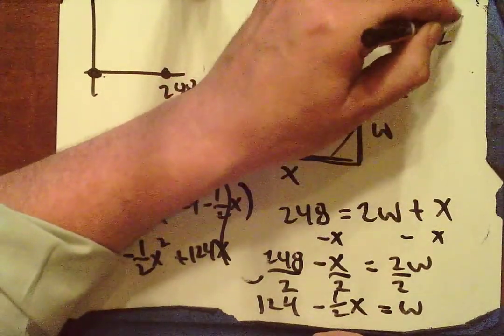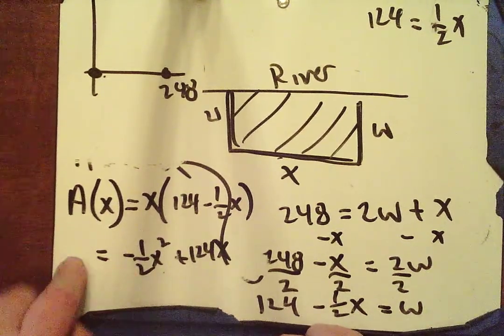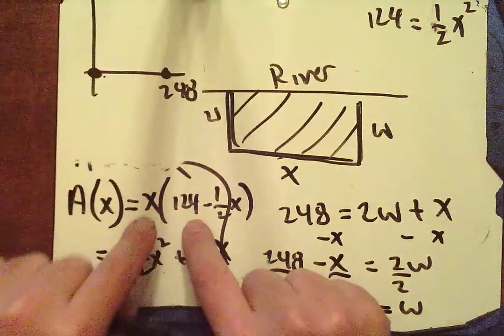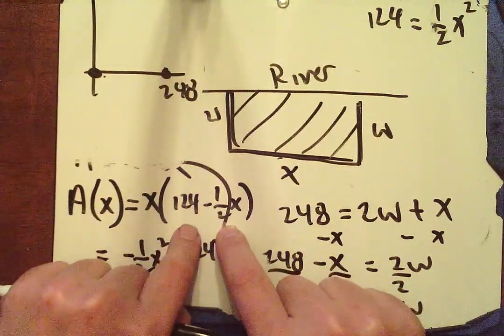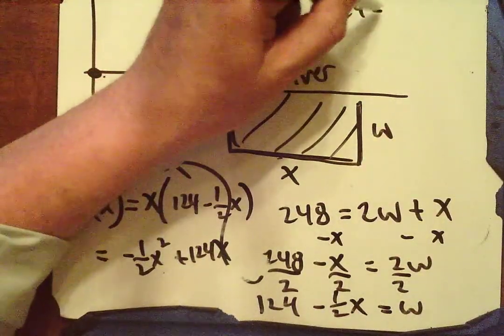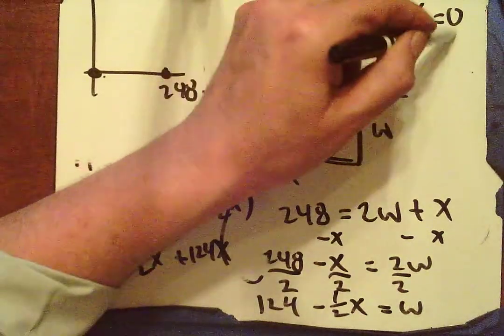Right? Because if I set this equal to 0, I get that ½x equals 124, because I'm going to add this to the other side. Oh, no, I'm up here. Sorry. Here's where I am. I'm setting this factor equal to 0. 124 - ½x = 0. And so I'm going to add ½x to both sides.